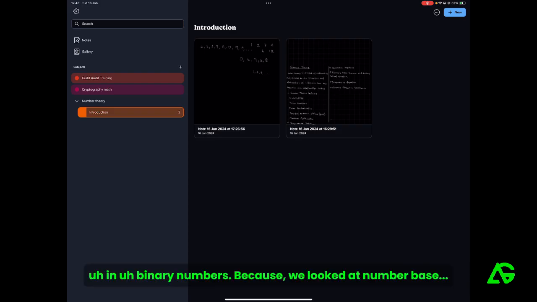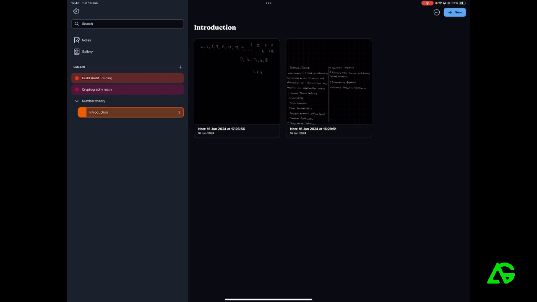in binary numbers, because we looked at number bases. We know that number base has to do with the numeration system, or we say the numeral system. And this system can be in different bases. We can have a number in base 2, base 3, base 4, and so on. So we try to point out some common bases, like a number in base 10.